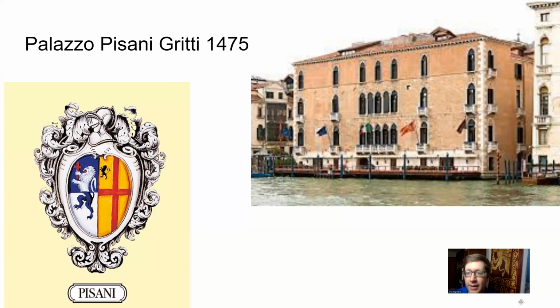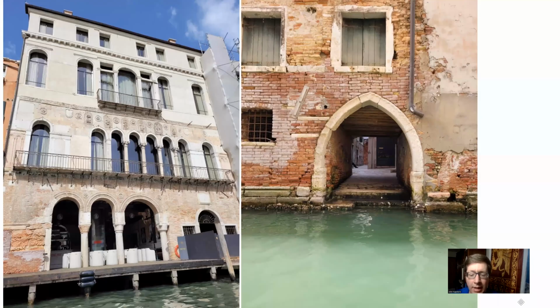I couldn't find a floor plan for this, but I wanted to show this because there were some people who had 1 foot on land and 1 foot on sea. And we'll see that in a minute. The Pisani family was one of those. Let's look at these features.